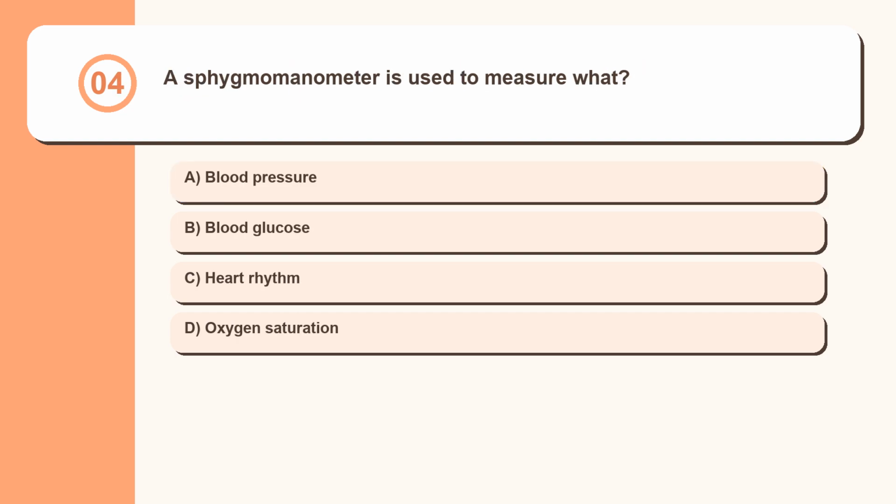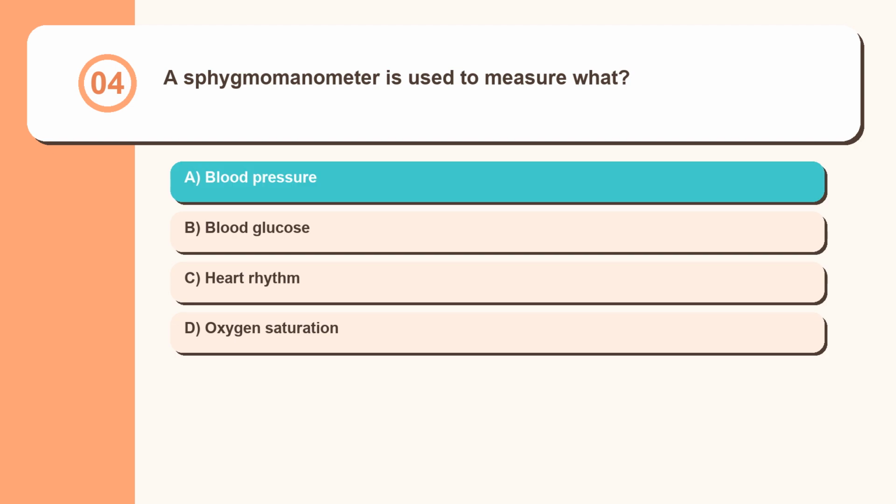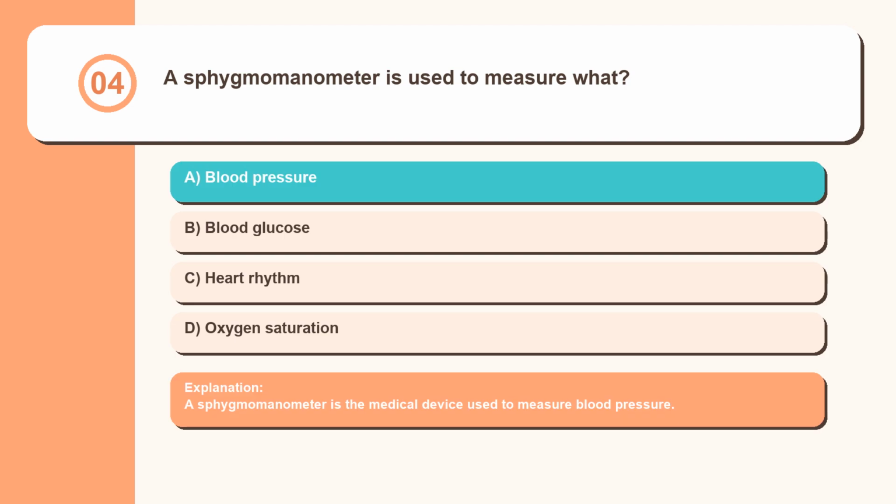Question 4. A sphygmomanometer is used to measure what? Blood pressure, blood glucose, heart rhythm, oxygen saturation. A sphygmomanometer is the medical device used to measure blood pressure.